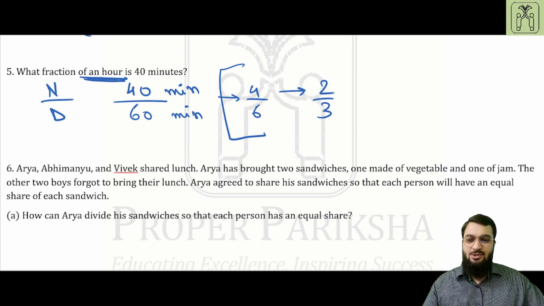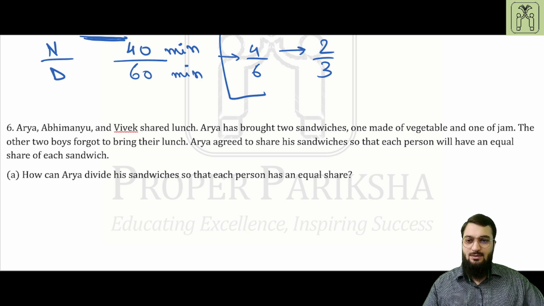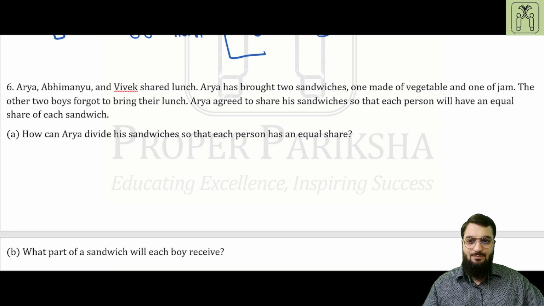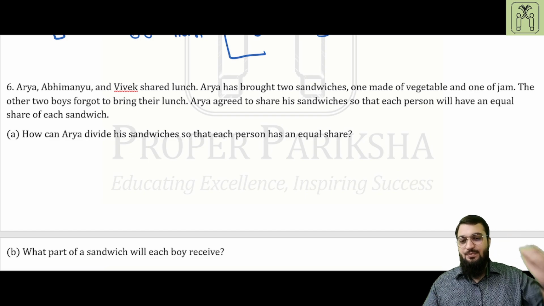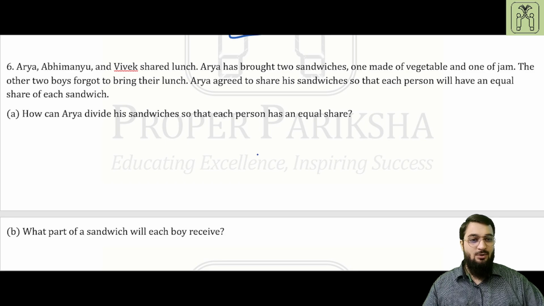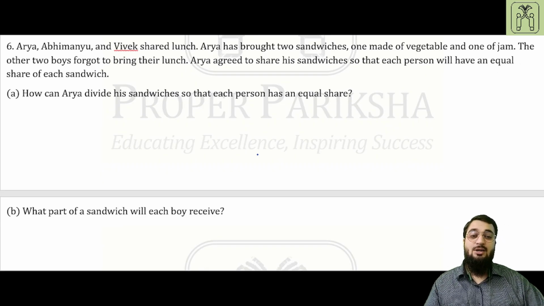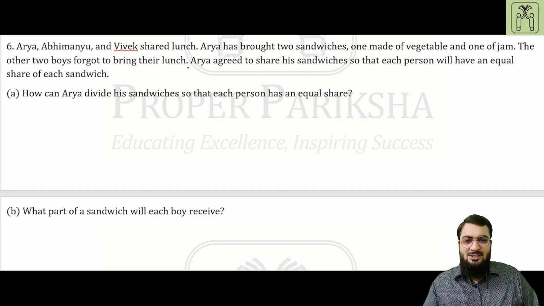that is question number 6. Arya, Abhimanyu, Vivek shared lunch. Arya has brought 2 sandwiches, one made of vegetable and one of jam. The other 2 boys forgot to bring their lunch. Arya agreed to share his sandwich so that each person will have an equal share of each sandwich.